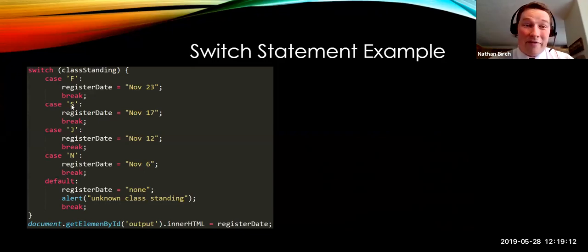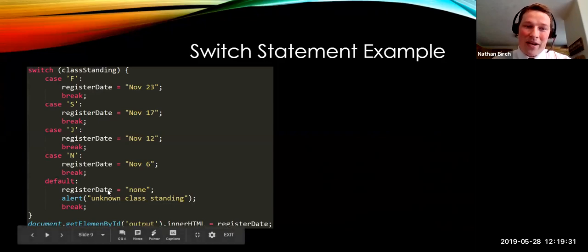And so it would ask if class standing is S, no, it's F. If case is J, or if class standing is J, it's not. If it's N, it's not. But then there's this default block of code down here. So class standing, if it was F, would get assigned register date first up here, but then it would also come into here. Register date would get reassigned with the value of none. It would alert unknown class standing.